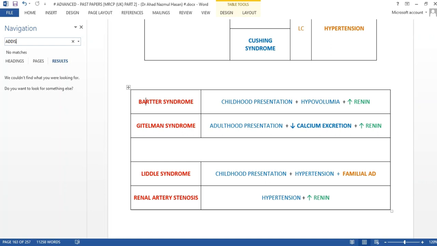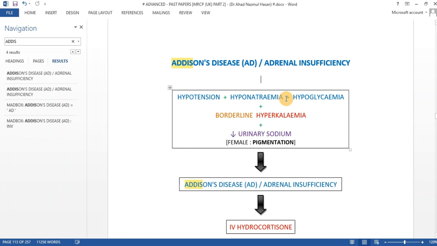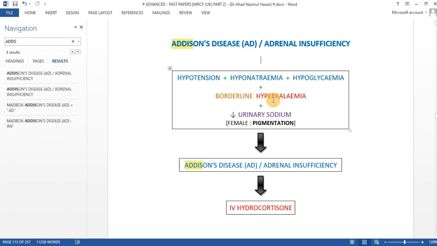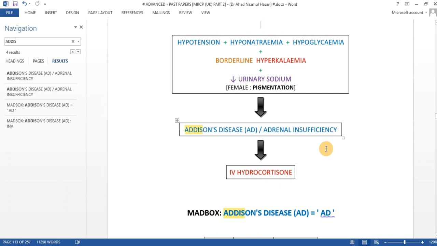So features of hypotension, hyponatremia, hypoglycemia, so everything would be low except the hyperkalemia. Hypotension, hyponatremia, hypoglycemia, low urinary sodium, borderline hyperkalemia points towards Addison's disease, also known as adrenal insufficiency, and urgent replacement of IV hydrocortisone should be administered.